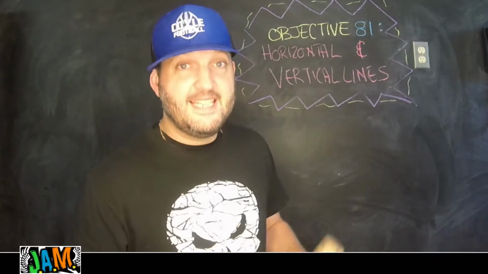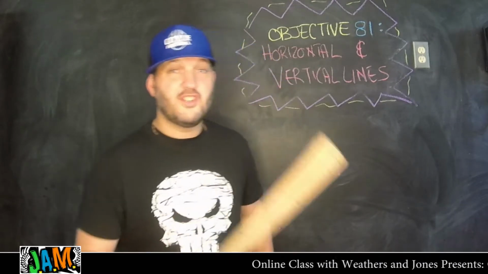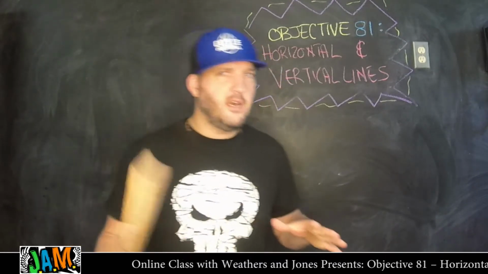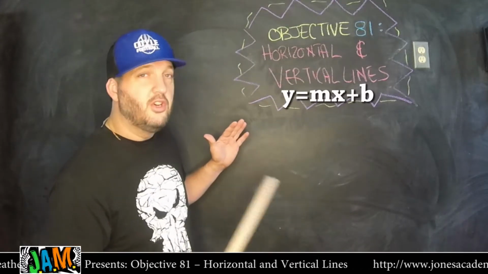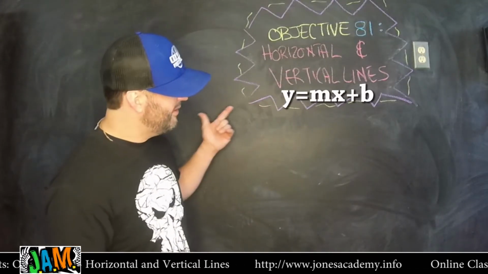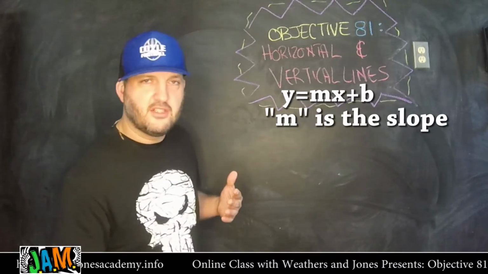Okay, on today's lesson, we're going to talk about the equations and the graphs of a horizontal or vertical line. Now let's start with y equals mx plus b, slope-intercept form. When you're looking at this, you always got to remember that the m is the slope, and then of course the b over there is going to be the y-intercept.